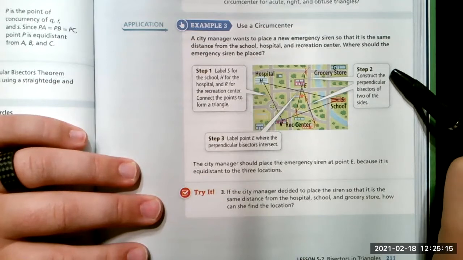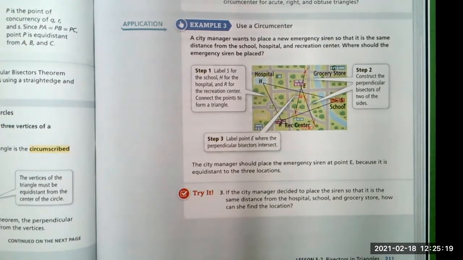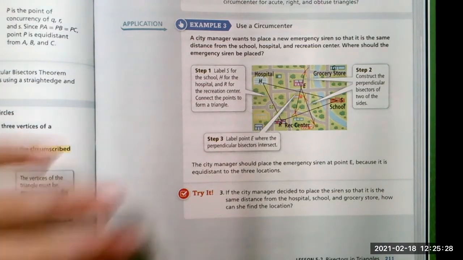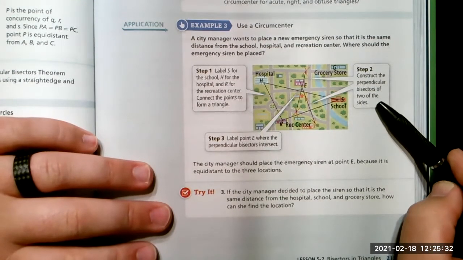Step 2, construct the perpendicular bisectors. That's the main go-to thing that you're going to do. Again, you're not going to actually construct them, but when you look at information, that's what you're going to have to look for to pull that information out. So construct the perpendicular bisector of 2 of the sides.